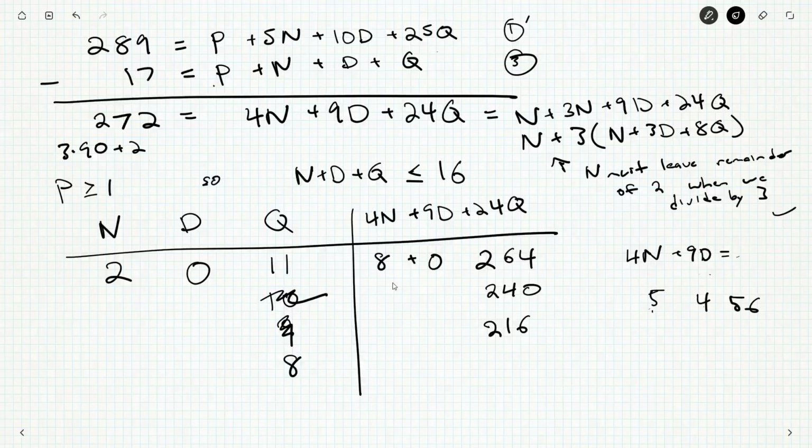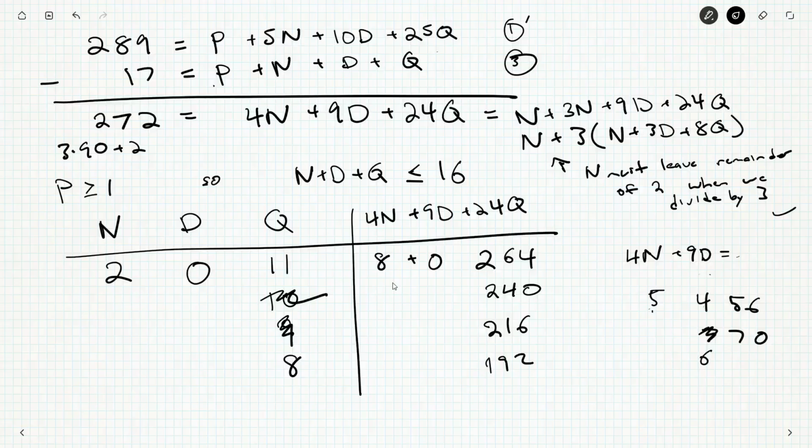How about 8 quarters? Then you would have 24 times 8. So that'd be 192, and that would leave us with 70 for the sum of 4n plus 9d. So at best, the number of dimes you could have would be 7 dimes, and that would leave us with 63, so that's not going to work.